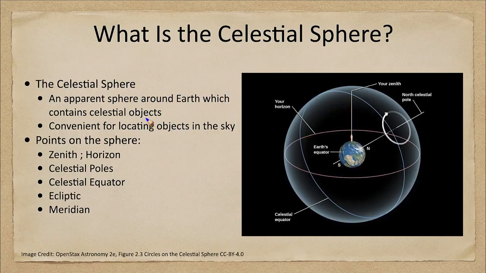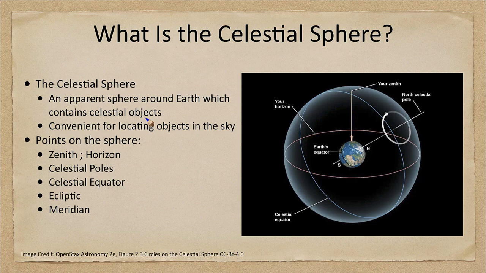and moves around it. So it looks like the celestial sphere rotates, causing objects to rise in the east and set in the west. Whereas in reality, we know, of course, that it is the Earth doing the rotating, and that is what causes things to rise and set. However, for the purposes of observations from Earth, this is very convenient and a great way to be able to locate objects in the sky.